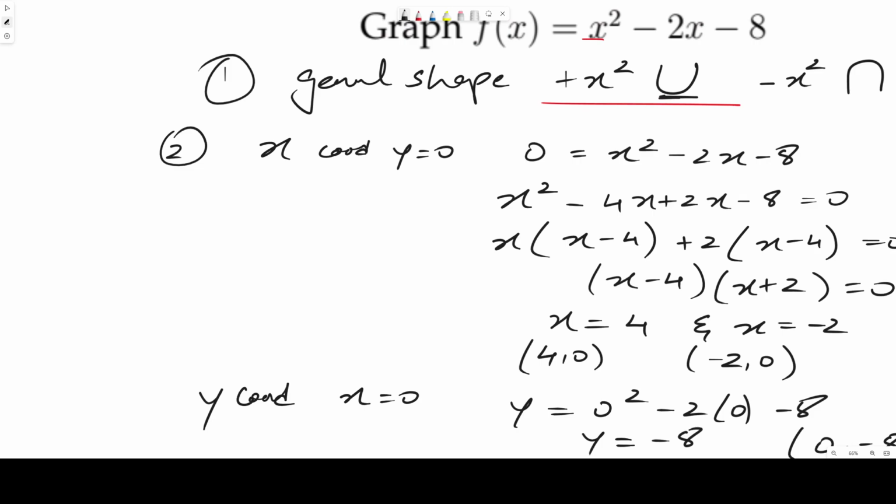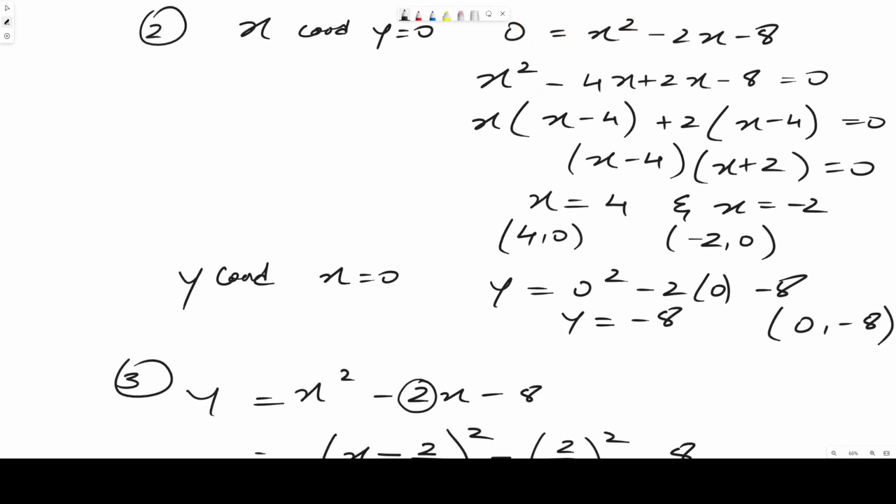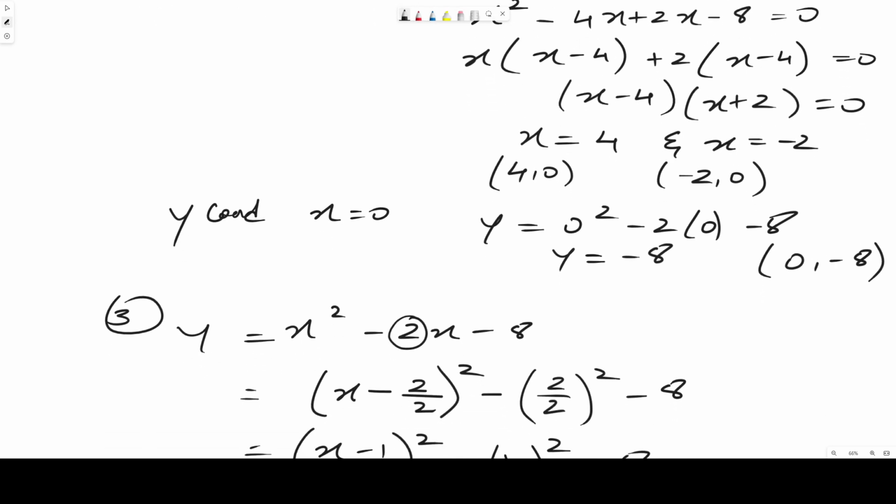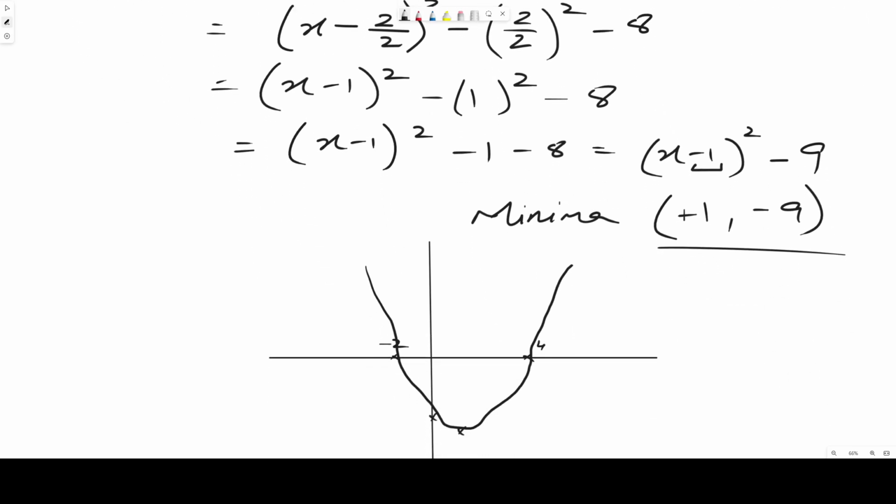First step is the general shape. Number 2 is you find the x and y coordinates. Number 3 is you find your apex or your maxima or your minima. And then after you're done all of that, your 4th step is the last and final step, which I did not write, is just to draw it out.